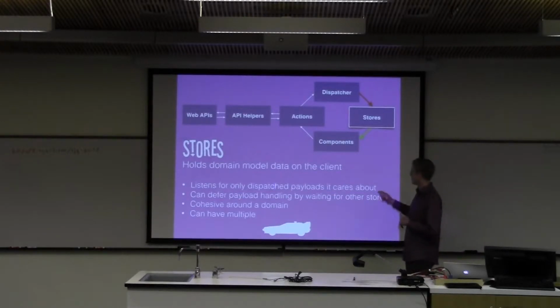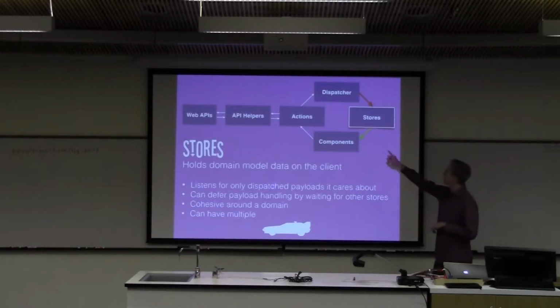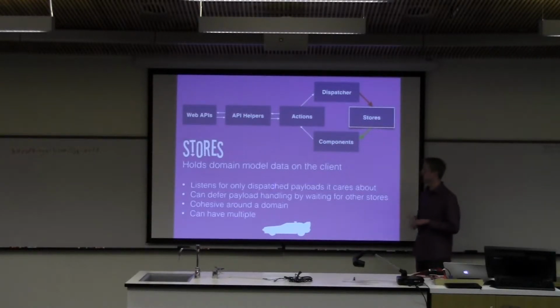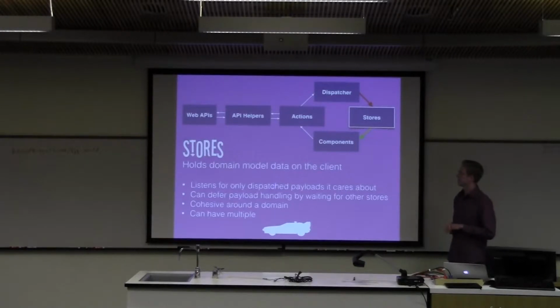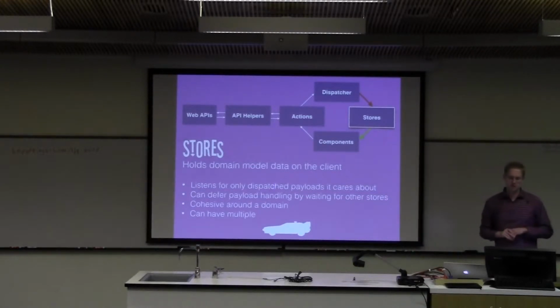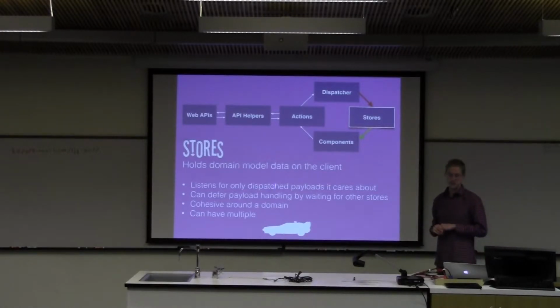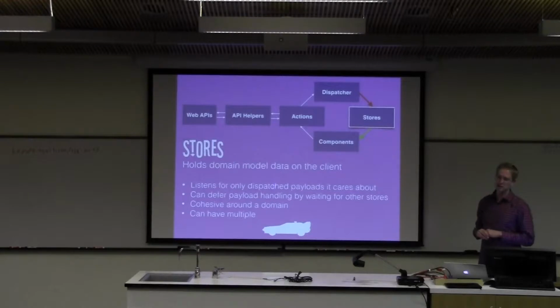So some interesting bits about stores is they might receive all of the dispatched payloads, but it's going to filter and only listen for the payloads that it cares about. It can also defer. By being able to listen to all of what's coming through to all the stores, we are able to defer payload handling and wait for other stores. So an example that comes from the Flux docs, if you start reading about their chat example, I believe it is.